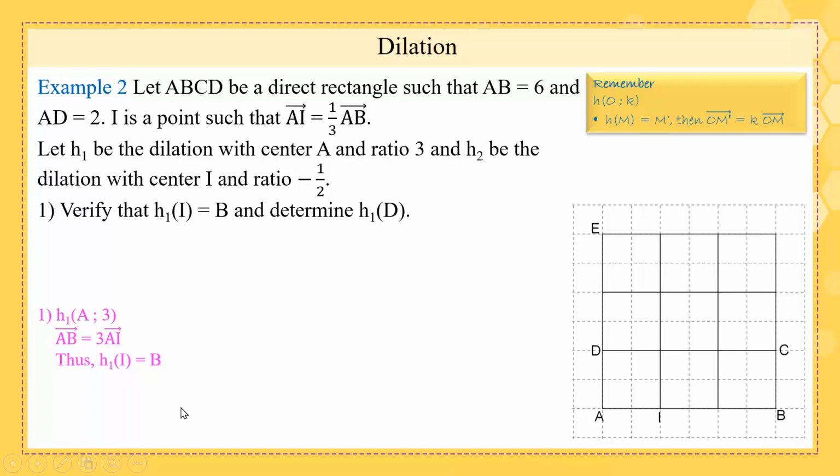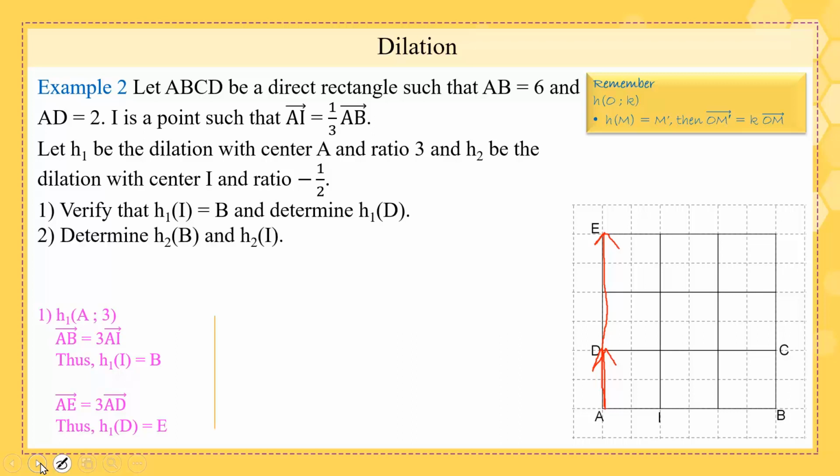Now, how to find the image of D by H1? You must search for a point D prime such that vector AD prime equals 3 vector AD. If we look at the figure on the right, we see that vector AE is equal to 3 vector AD. So we write vector AE equals 3 AD. So we can deduce that H1 of D equals E.